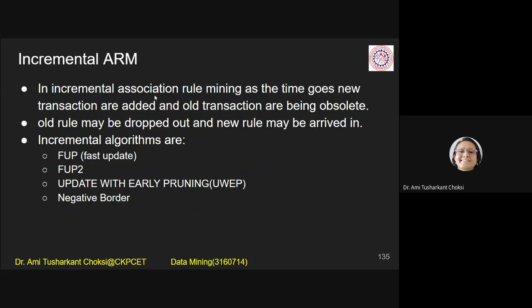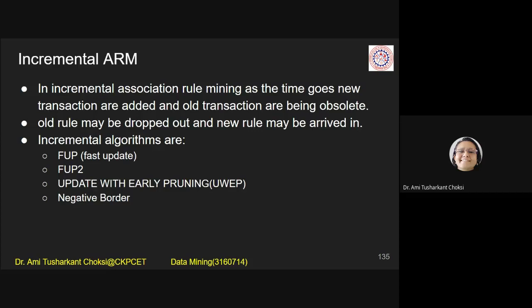In incremental association rule mining, as time goes, new transactions are added and old transactions are being obsolete, right? What is the speciality of incremental ARM? We can say as time goes, new transactions are added and old transactions are being obsolete.